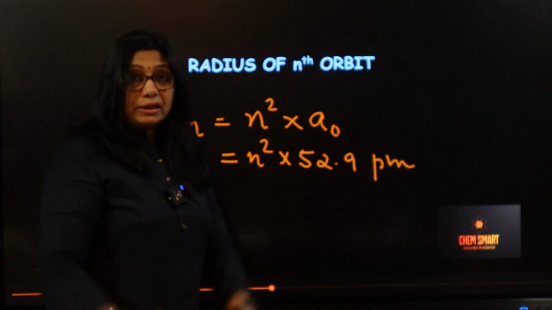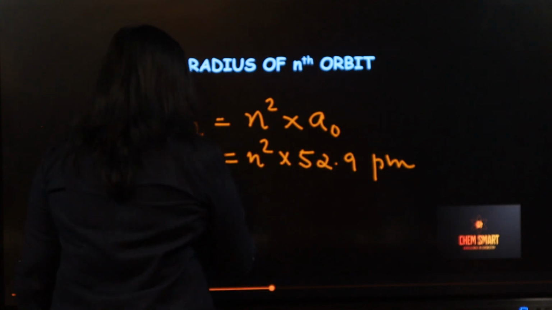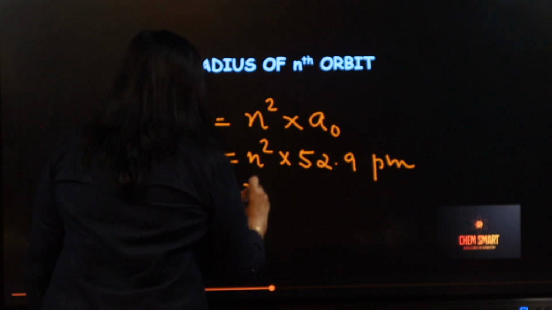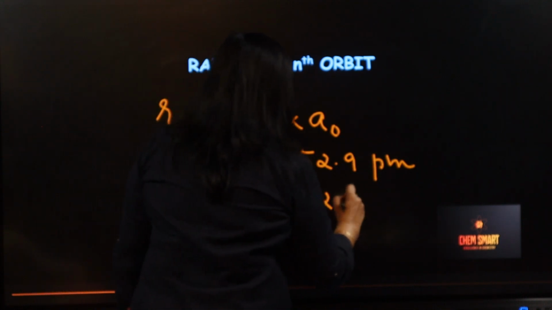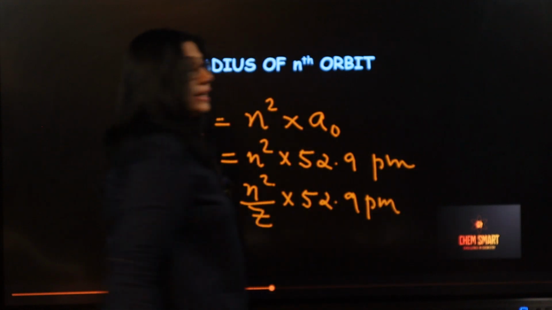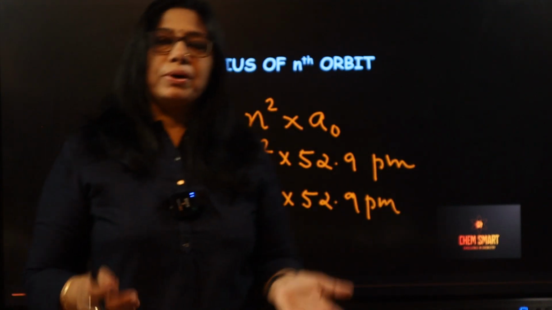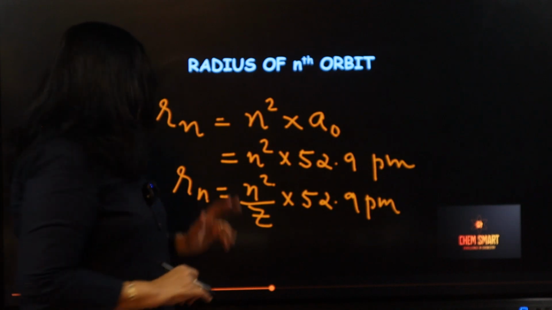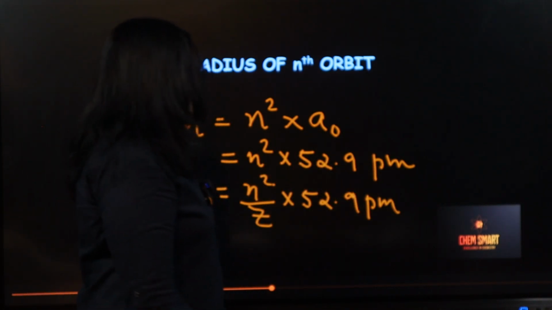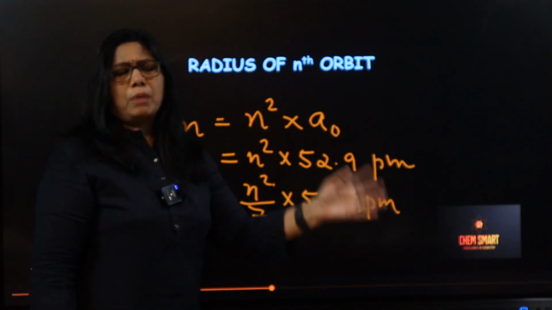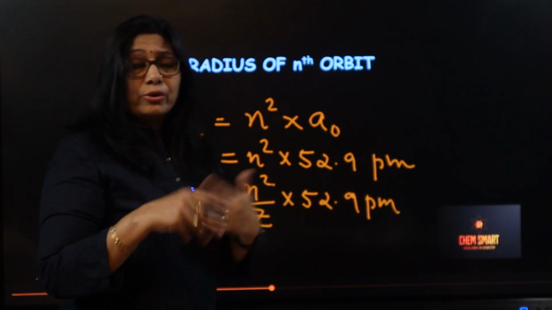So if you use this formula, you will get the answer in picometer. And if it is not hydrogen atom, if it is a multi-electron system, then Rn will be n square by Z into a0, 52.9 picometer, where, as usual, Z is the atomic number of the atom involved. Clear? So these are the formulas connected to the radius of the nth orbit. And picometer, you can convert to nanometer, Angstrom unit, etc. as per the question demands. Try to practice these formulas and do questions connected to this. Good luck.